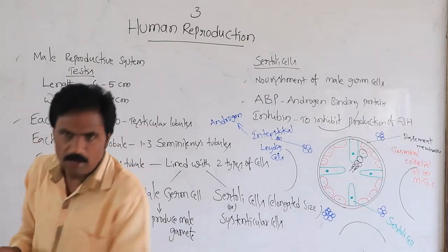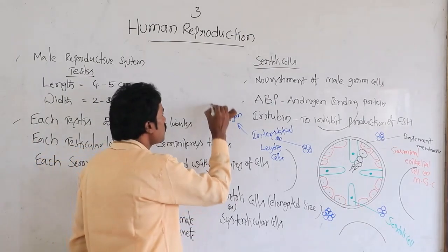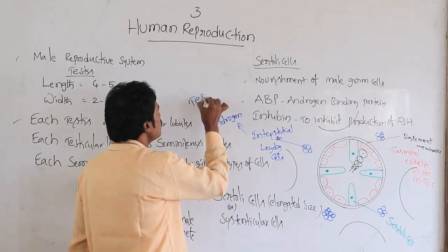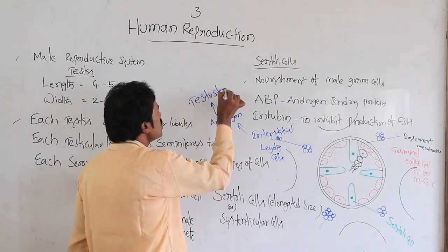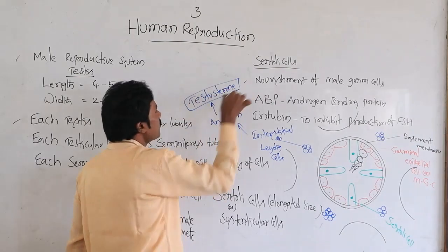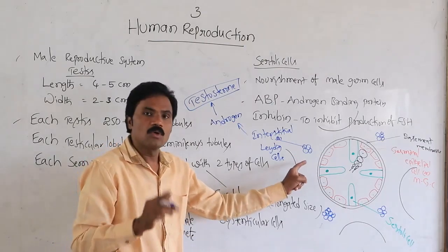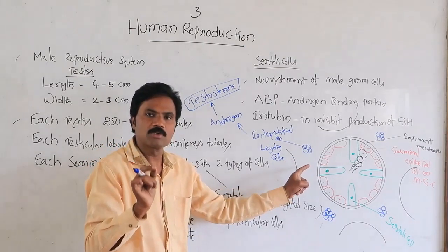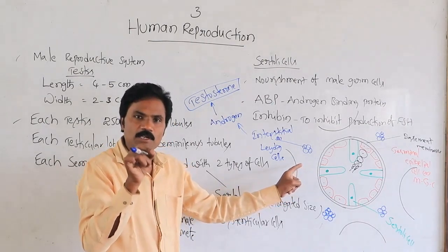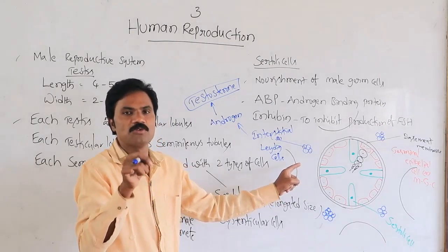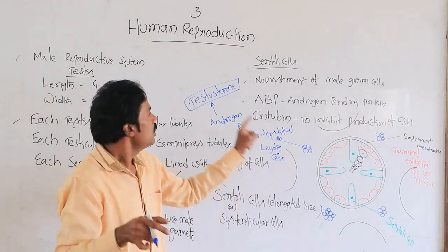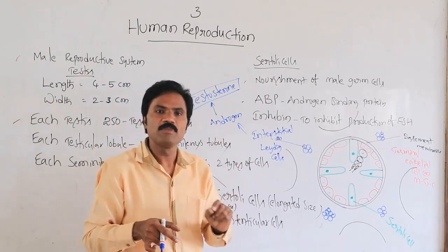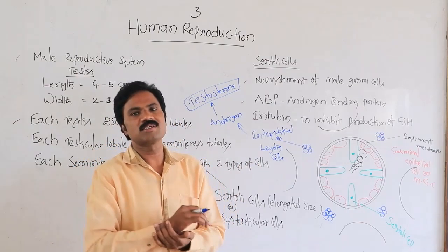What is the name of the important androgen which is produced? That is testosterone. That is important. These cells of the male reproductive system help to produce the androgen, or testosterone. Because of testosterone only, the secondary sexual characters appear.